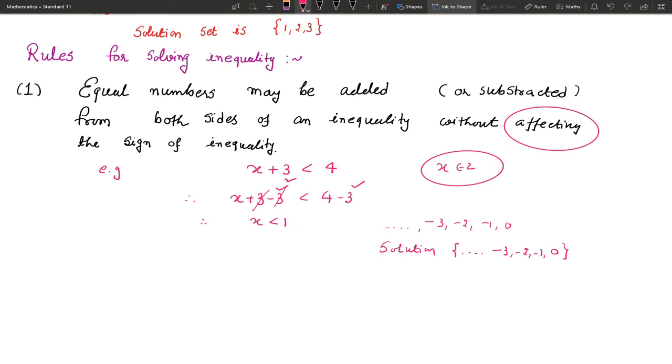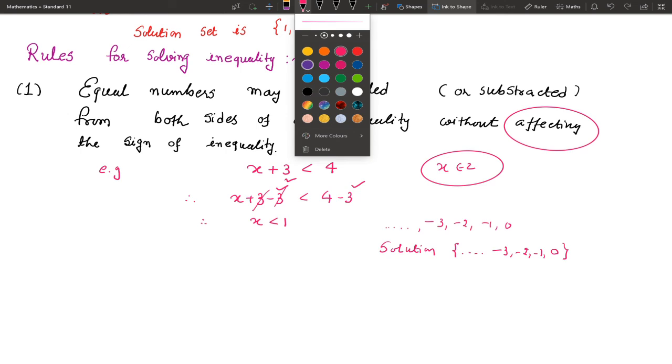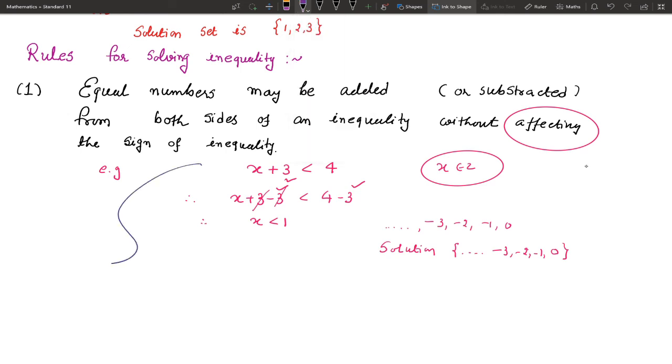But if condition is given x belongs to N, for example, solve this inequality. For x belongs to N, there is no natural number which is less than 1. So in this case, solution set will be empty set, null set phi. So first rule is equal numbers may be added or subtracted from both sides of an inequality without, important thing is, affecting the sign of the inequality.